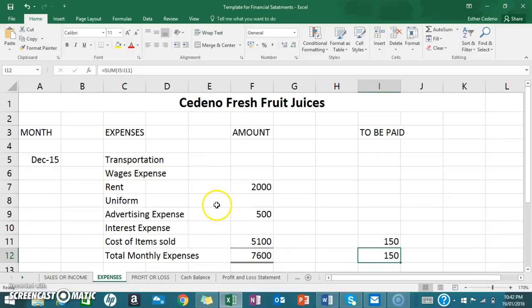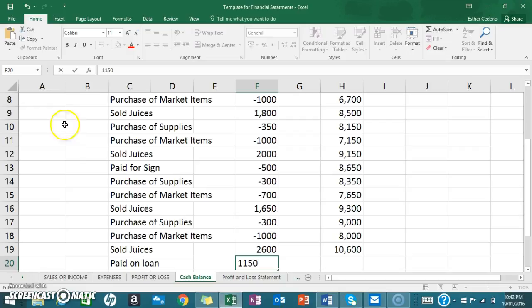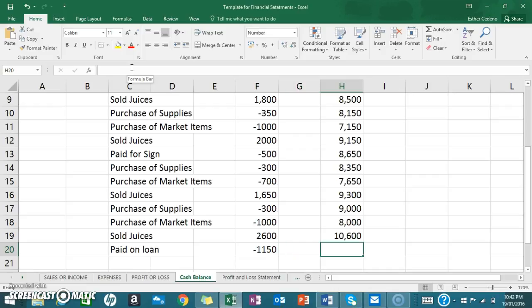So I'm going to record the expense first, which is 150. And I will also record the cash balance, the cash that was paid, so paid on loan, and that was 1,150. And therefore the total amount that's left in the cash is 9,450.